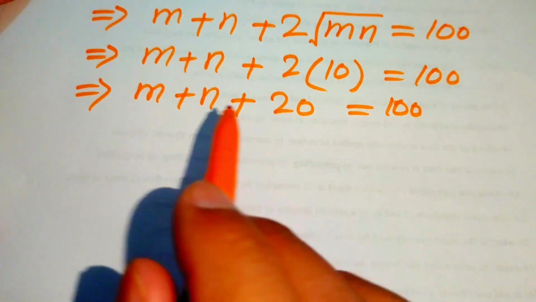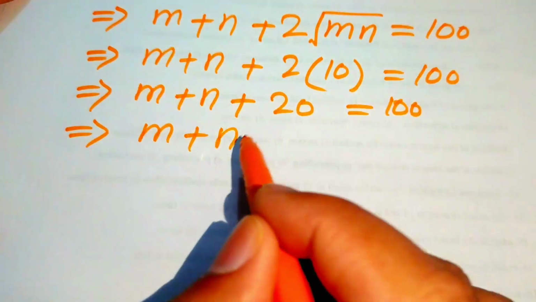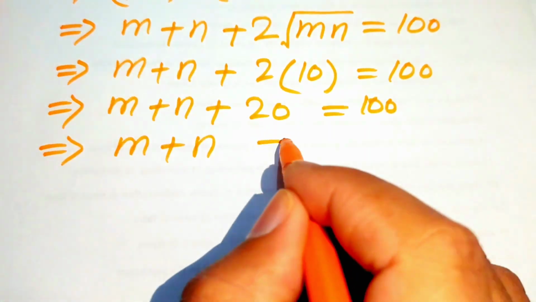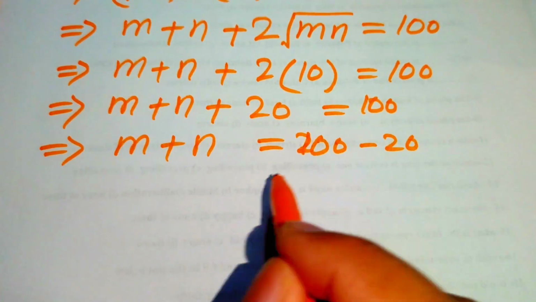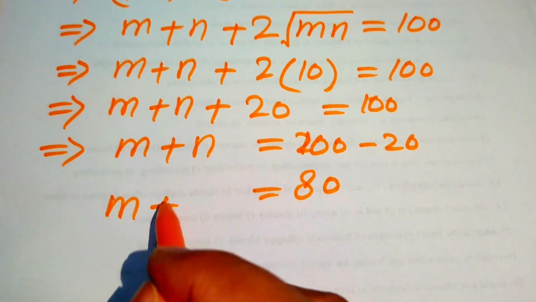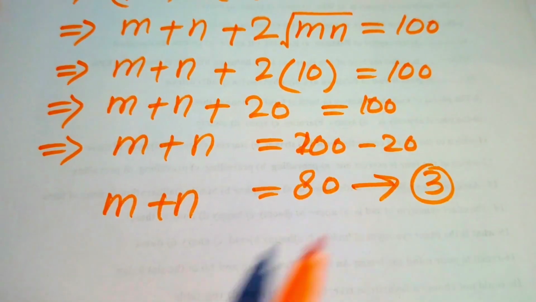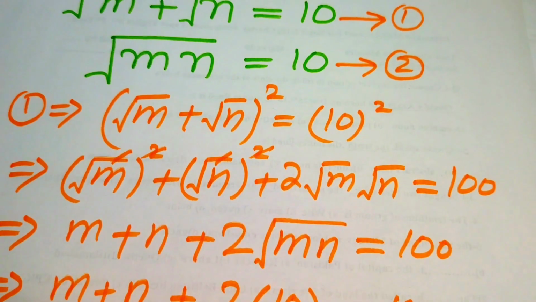So we move this 20 to the right hand side, and it becomes m plus n equals 100 minus 20, and we know that 100 minus 20 equals 80. So this is the value of m plus n, and we call this equation number 3. Now we focus again on equation number 2.